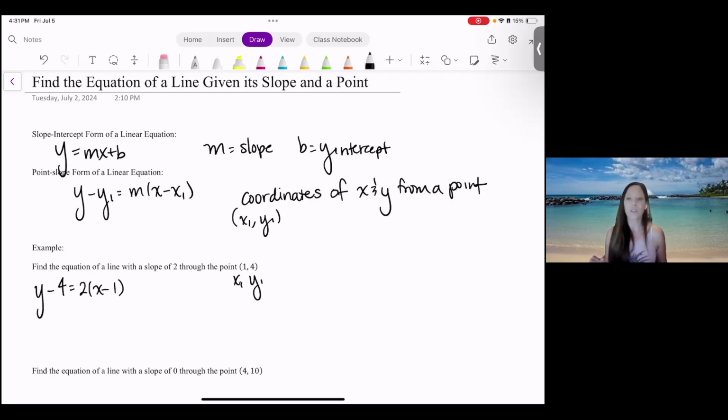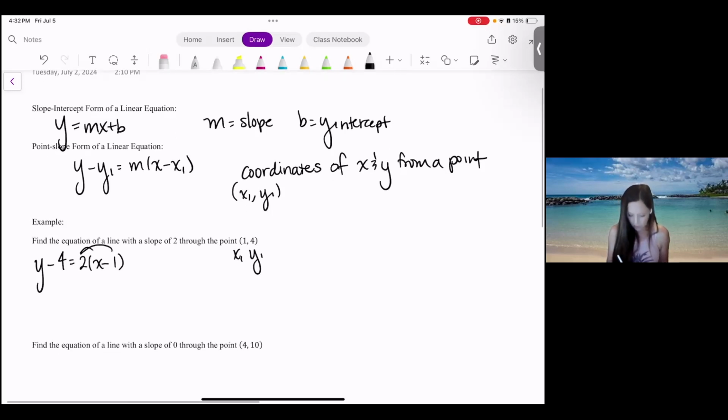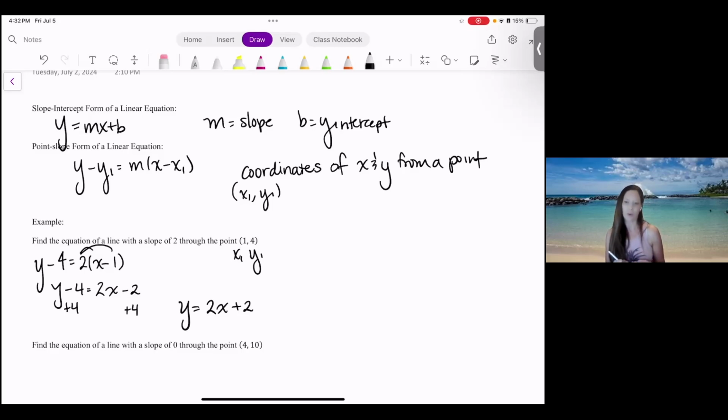And unless you are given direction as to what form you need your answer in, this is a perfectly acceptable equation of a line. Let's say your instructor says you need to get this in slope-intercept form, then that means I need to distribute the 2, and I also need to isolate the variable y. Distributing the 2 would give me y minus 4 equals 2 times x is 2x, and 2 times negative 1 is negative 2. And then isolating the y by adding 4 to both sides is going to give me y equals 2x plus 2 as my equation in slope-intercept form.